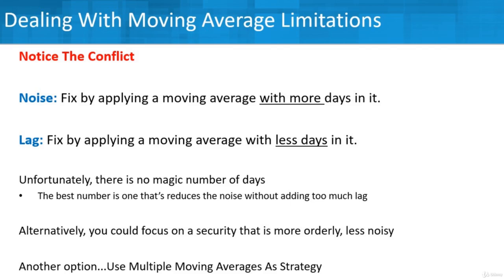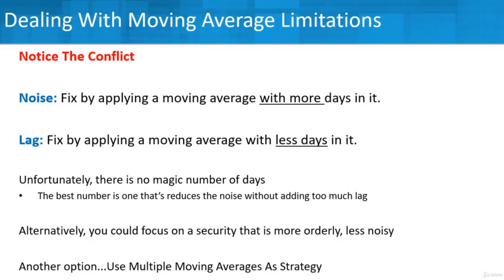Alternatively, what you could do is just focus on a security that's more orderly, or in effect less noisy, has fewer outliers, so it's a little bit more orderly. If you have less noise, you can work on that lag part a little bit more and use a moving average with fewer days because the security is moving in a more orderly fashion. So that's another way you could do it.